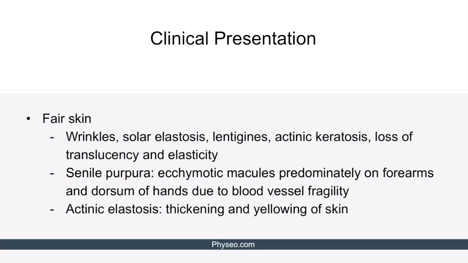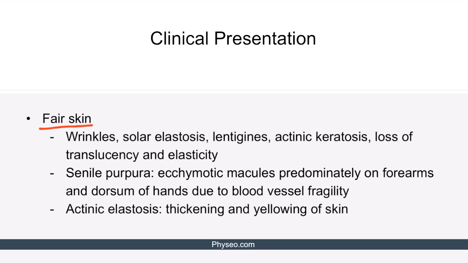Now, the features of photoaging can be slightly different in fair skin and darker skin. In patients with fair skin, photoaging may present as wrinkles, solar elastosis, lentigines, actinic keratosis, and loss of translucency and elasticity of the skin. And senile purpura is a finding related to photoaging that presents as ecchymotic macules.